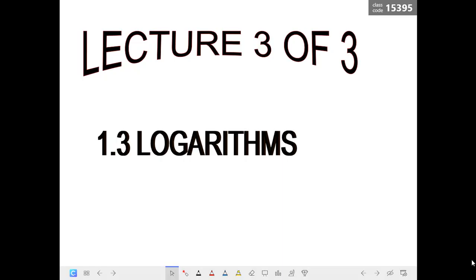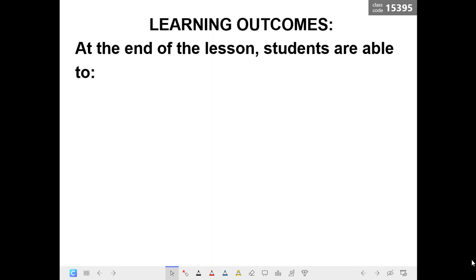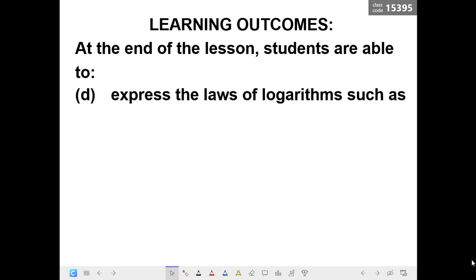For lecture 3 of 3, logarithm. Class with the logarithm, learning outcomes for this class. At the end of the lesson, students are able to express the law of log.